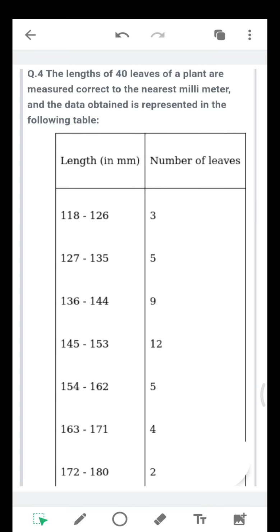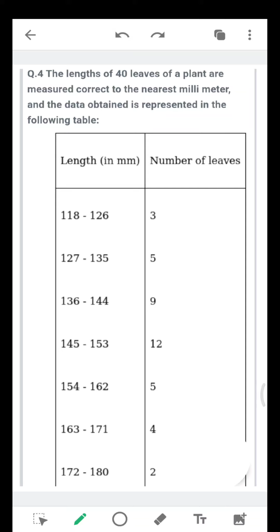The question is about the length of 40 leaves of a plant which are measured correct to the nearest millimeter, and the data obtained is represented. So our intention is to find the median of this data. Let's see how to find median of this type of data.